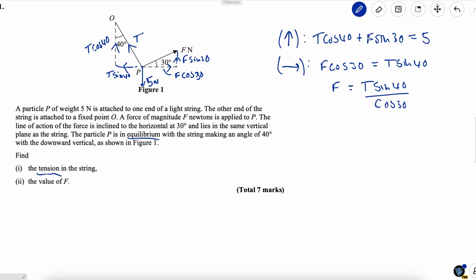So now I can substitute for F in this equation here. So T cos 40 plus F, which is T sine 40 over cos 30, multiplied by sine 30, equals 5. Now I'm going to make my life easier because I've got sine 30 there and cos 30 here, and I'm going to make that into tan 30.